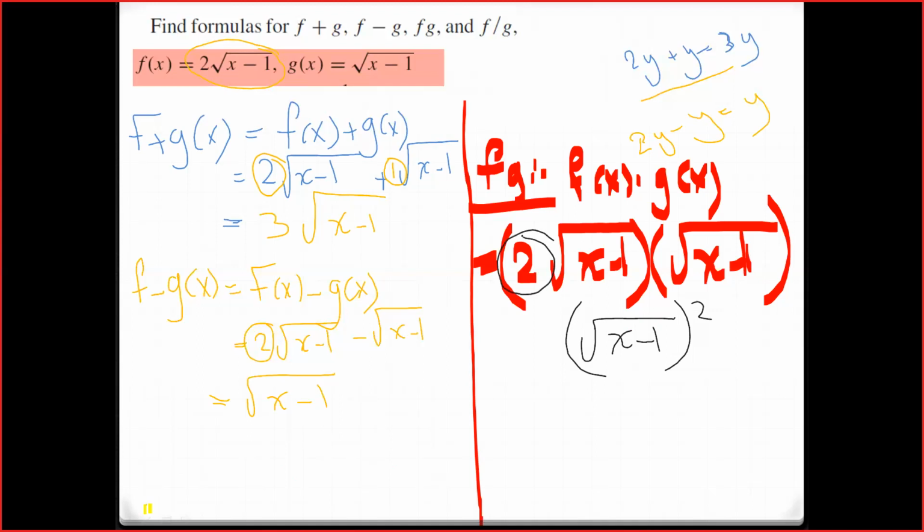And 2 multiplied by 1 is what? It is 2. Then the squared cancels the square root. So the answer here is 2 multiplied by x minus 1, which is 2x minus 2.